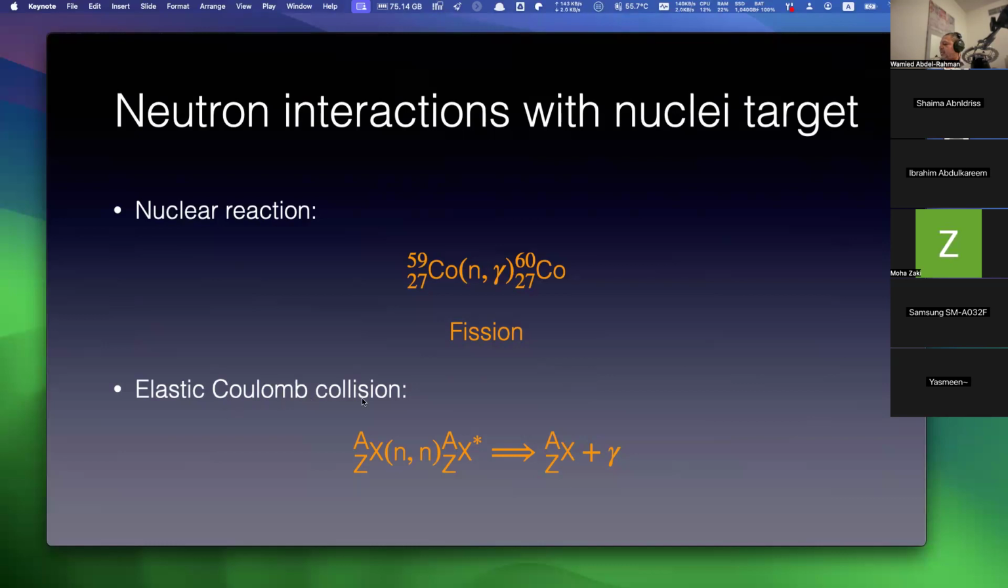Elastic Coulomb scattering, again, I think this should be inelastic Coulomb scattering. A neutron is absorbed by a nucleus, making it excited. And then this excited nucleus will emit a gamma photon and decay to the ground state of the nucleus.